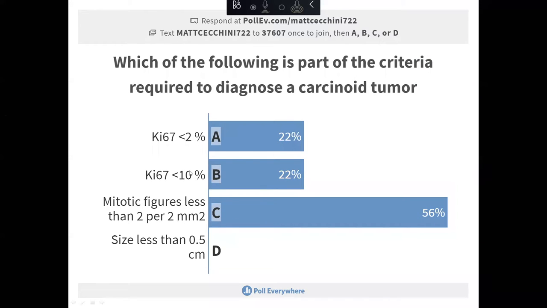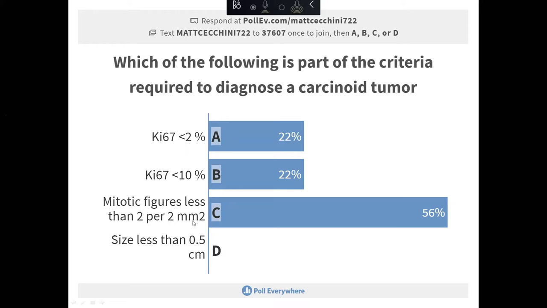So the key to make diagnosis of a typical carcinoid is mitotic figures less than 2 per 2 millimeters squared. And so I put this question in because it's an important teaching point. In contrast to neuroendocrine tumors in different systems like the GI system, in the current classification, we don't use Ki-67 in the classification of these tumors. It really just relates to the presence of mitotic figures, and the cutoff for a typical versus an atypical is 2 mitotic figures per 2 millimeters squared.